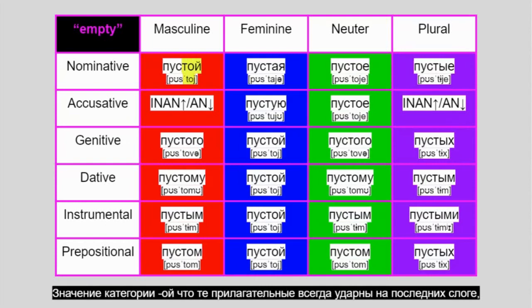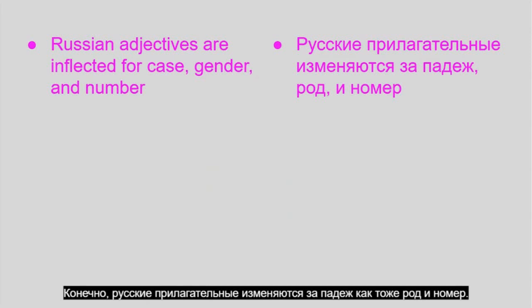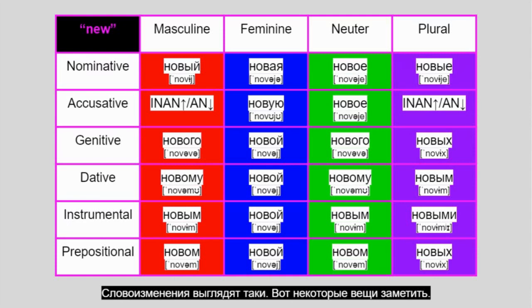The significance of the oi class is that those adjectives are always stressed on the last syllable, unlike the others which aren't. Anyway, y'all can see the rest of the forms. Of course, Russian adjectives are inflected for case as well as gender and number. The inflections look like this. Here are some things to notice.